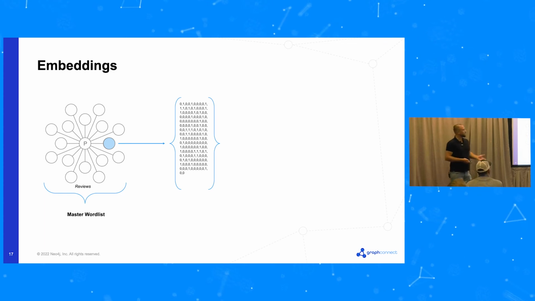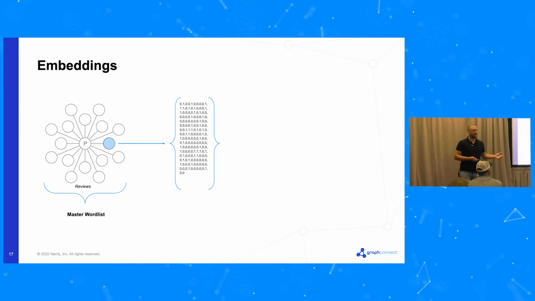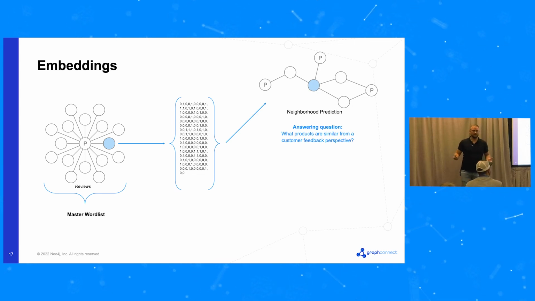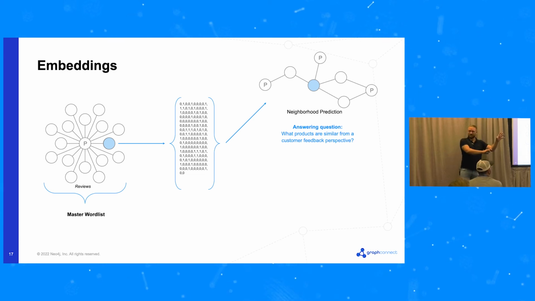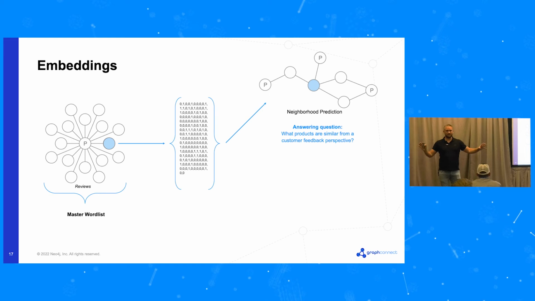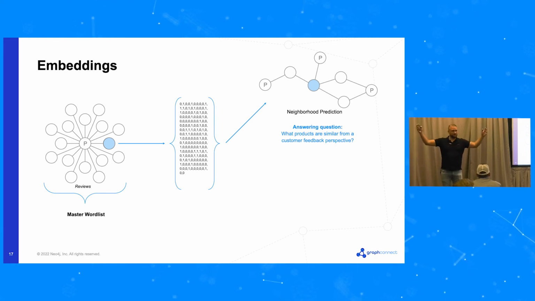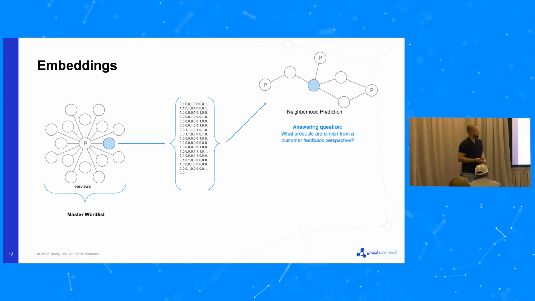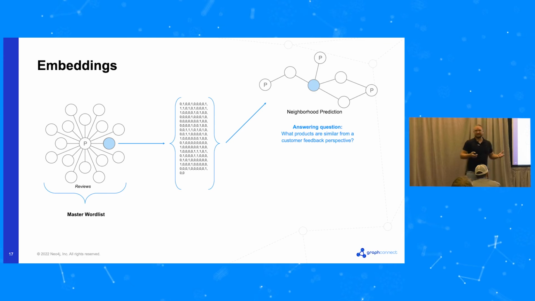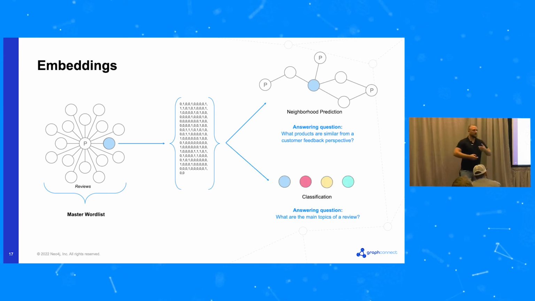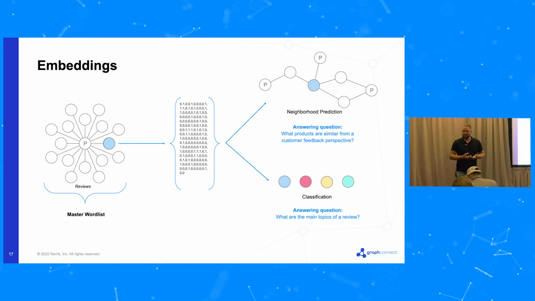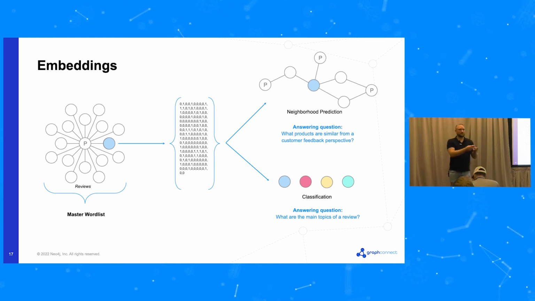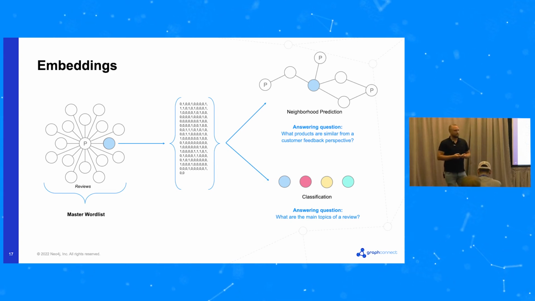So when we've done this, it is super simple to answer questions like, what products are similar from a customer feedback perspective? We have this product, they talk about this thing. Over here, they talk about exactly the same thing. All of a sudden, the two products have a relationship. They're connected. And we can do what is called neighborhood prediction. We can also do classification based on what words are recurring in the review itself. What is it about? Is it about sizing? Is it about the color, the customer experience, and so on and so forth?